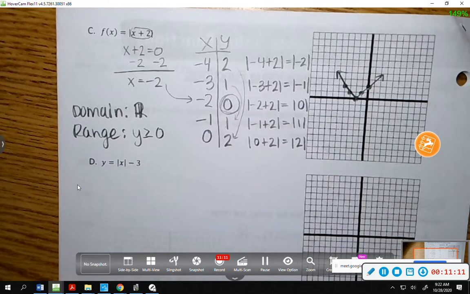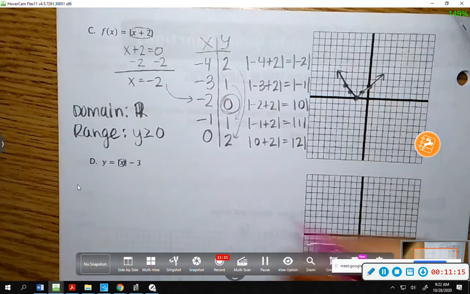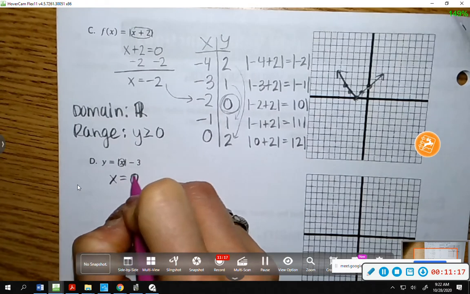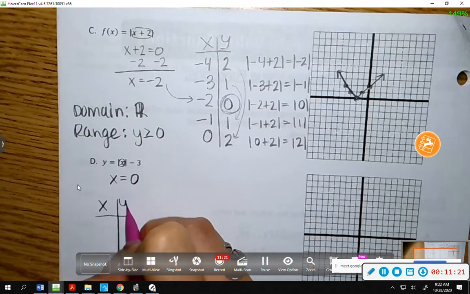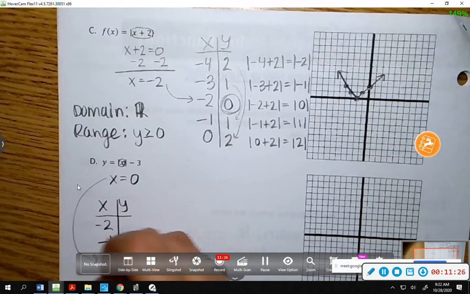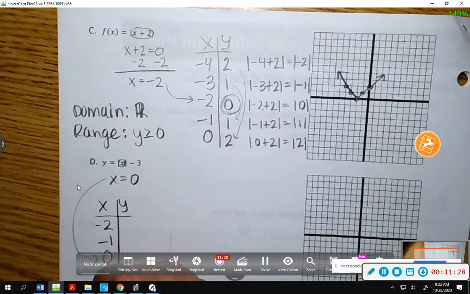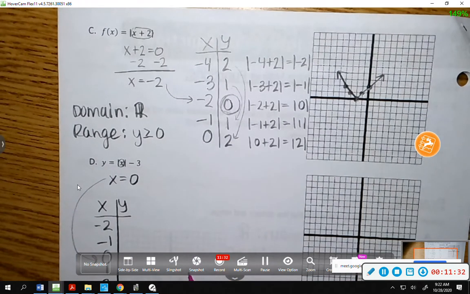All right. The inside of the absolute value symbols here is x. So that's really nice because we just set that equal to 0, and we get x equals 0. So that goes in the middle of my table. So we'll go negative 2, negative 1, 0, 1, and 2. And let's plug those x values in and solve for y.